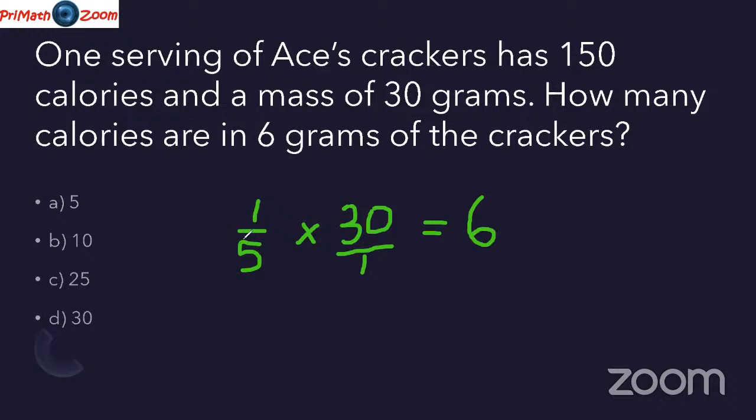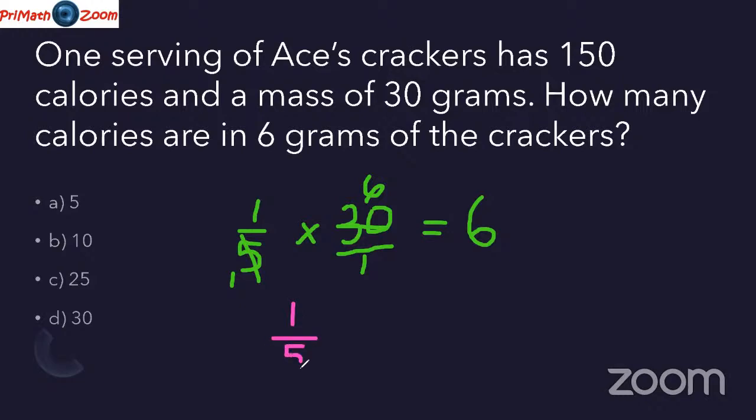So here we can definitely divide: 5 into itself goes 1, 5 into 30 goes 6, 6 times 1, 6, and 1 times 1, 1. So 6. But now we know that 1/5 of 30 is 6. It's quite easy now for us to say, okay, we need to now find 1/5 of 150. Tell me if you're following me now.